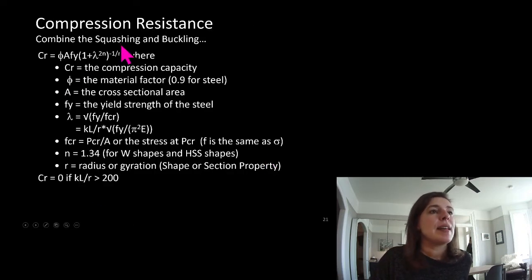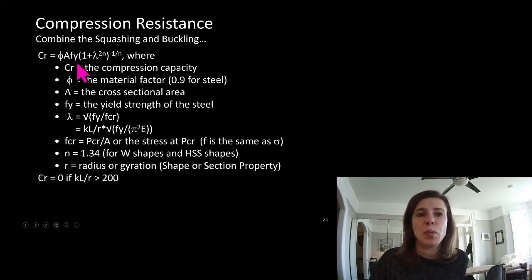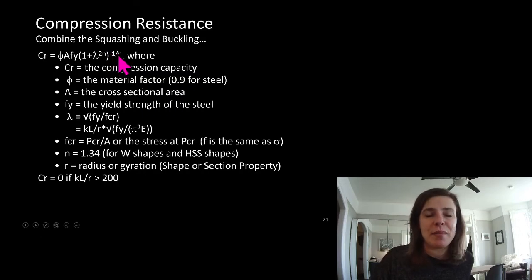So here it is. There's your compression equation right here. CR equals reduction factor times area times Fy. Well, that's pretty easy. That is our normal compressive resistance equation. And then we have this portion right here: (1 plus lambda to the power of 2n), and then that to the power of -1 divided by n.